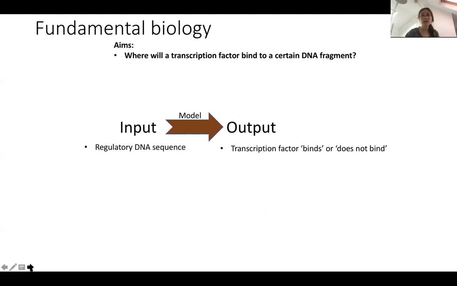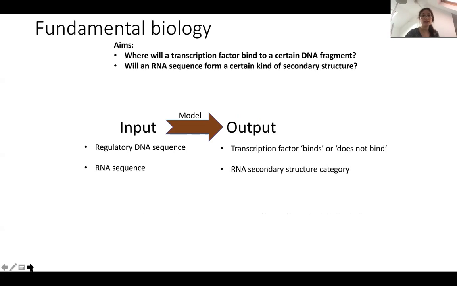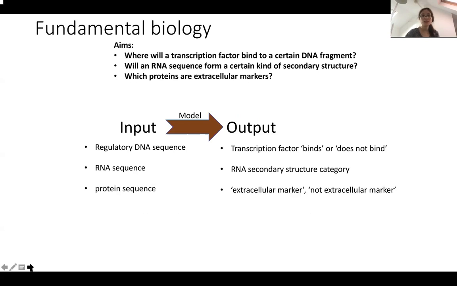There's also lots of applications of classifiers in fundamental biology. For example, we might ask, will a transcription factor bind to a specific DNA fragment? In this case, the input would be a regulatory DNA sequence, and the output would be whether the transcription factor binds or does not bind. We can also ask, will an RNA sequence form a certain kind of secondary structure? In this case, the input is an RNA sequence, and the output is the RNA secondary structure category.